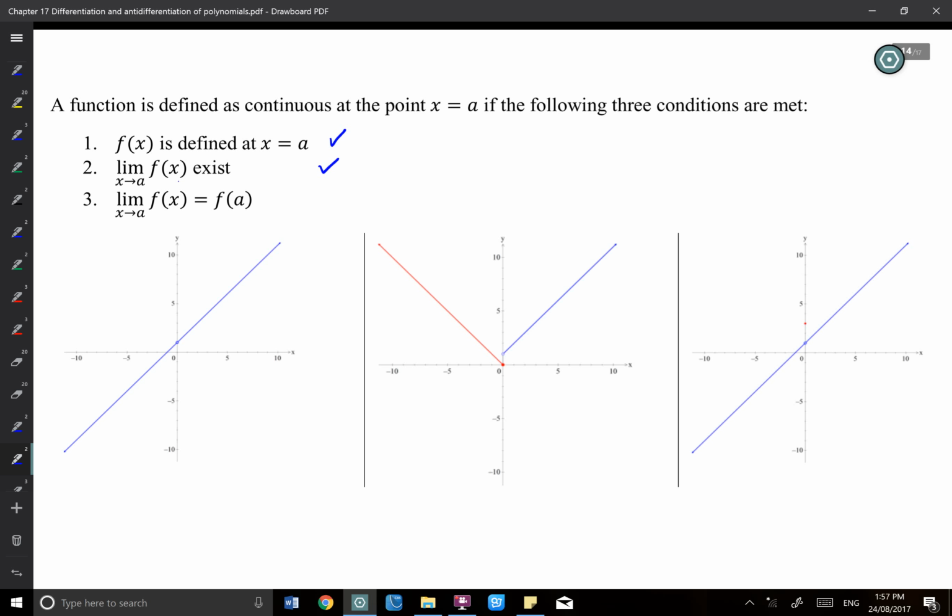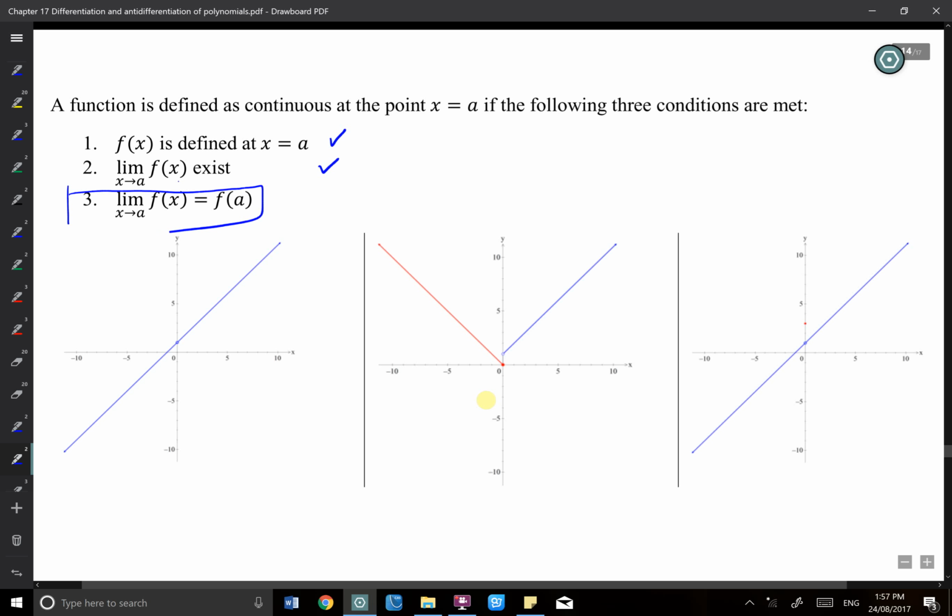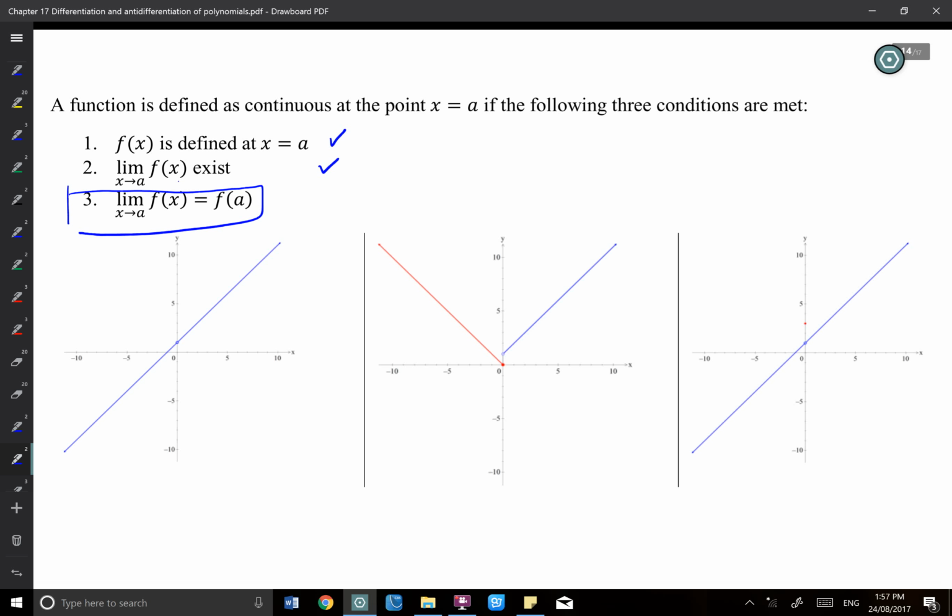And there's a third condition. It's a very interesting condition. You may think about why there is a condition like that. I'll give you a counter example which follows the first one, follows the second one, but the third one fails. It's a very special case. The third requirement is that the limit and the defined value must be the same value.